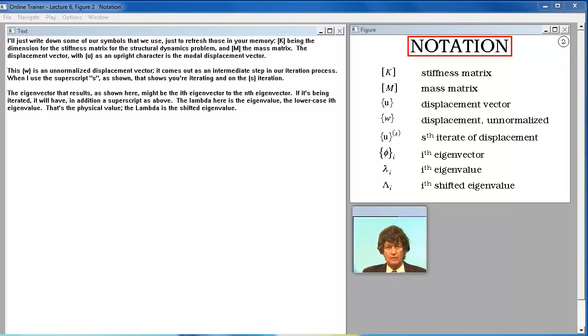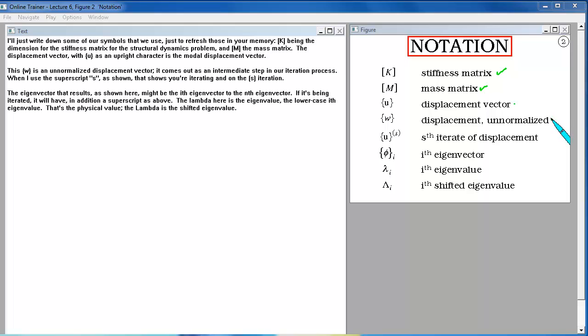I'll just write down some of the symbols that we use to refresh those in your memory. K is the convention for the stiffness matrix of a structural dynamics problem, and M the mass matrix. The displacement vector U, as an upright character, is the nodal displacement vector. This W is an unnormalized displacement vector. It comes out as an intermediate step in our iteration process.